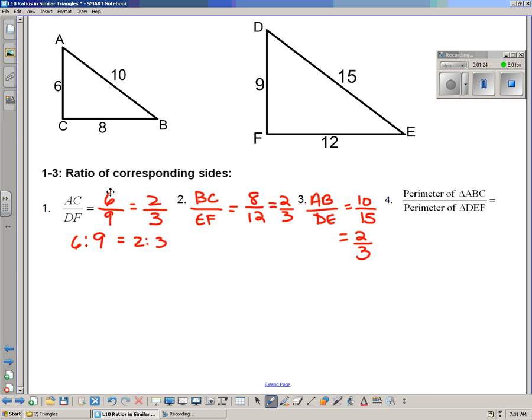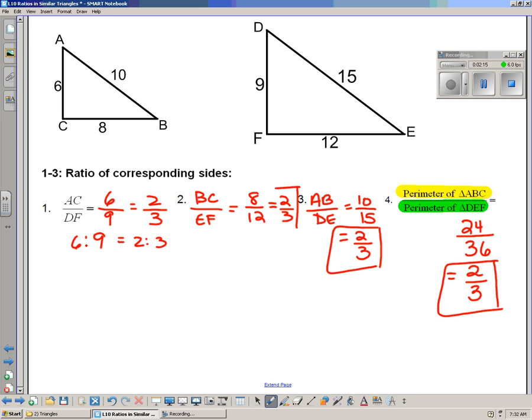Now, I would also like in number 4 to take the ratio of the perimeter of triangle ABC to the perimeter of triangle DEF. So the perimeter of triangle ABC would be 6 plus 8, which is 14 plus 10, which is 24. And I'll pause to let you find the perimeter of DEF. You should have gotten 36. And now 24 over 36 also reduces to 2 over 3. So as we've seen in class, the ratio of the perimeters is identical to the ratio of any of the corresponding sides.